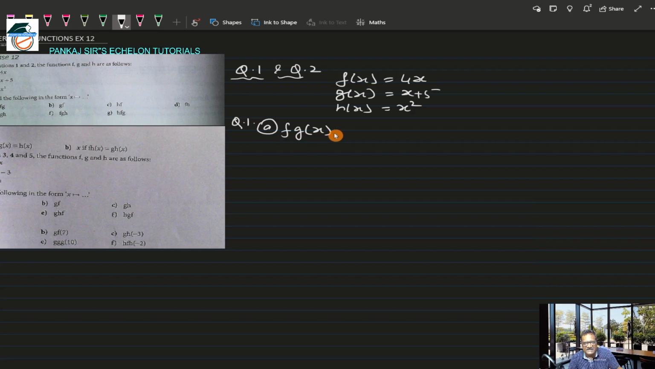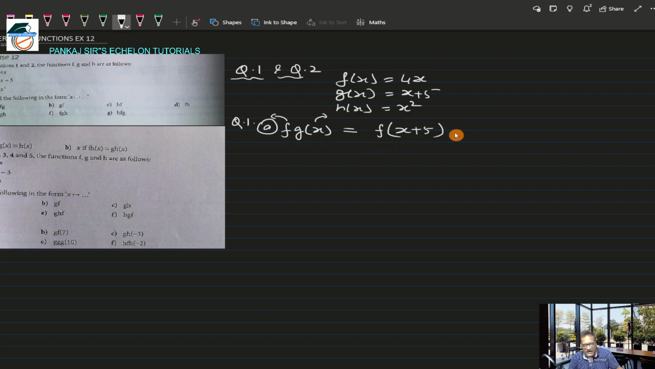So fg of x is a composite function, and the working of a composite function is always from inward to outward. Here g of x is the inside function and f is the outside function. So first we start from the inside function. G of x is x plus 5, so I'll write that first, x plus 5. I have replaced g of x with x plus 5, and you have f over here, so it becomes f of x plus 5.